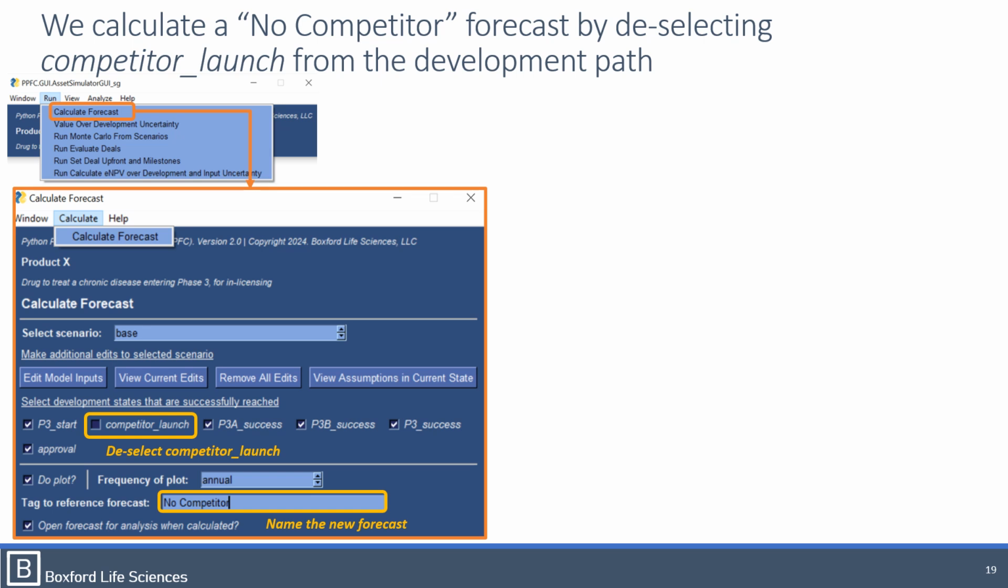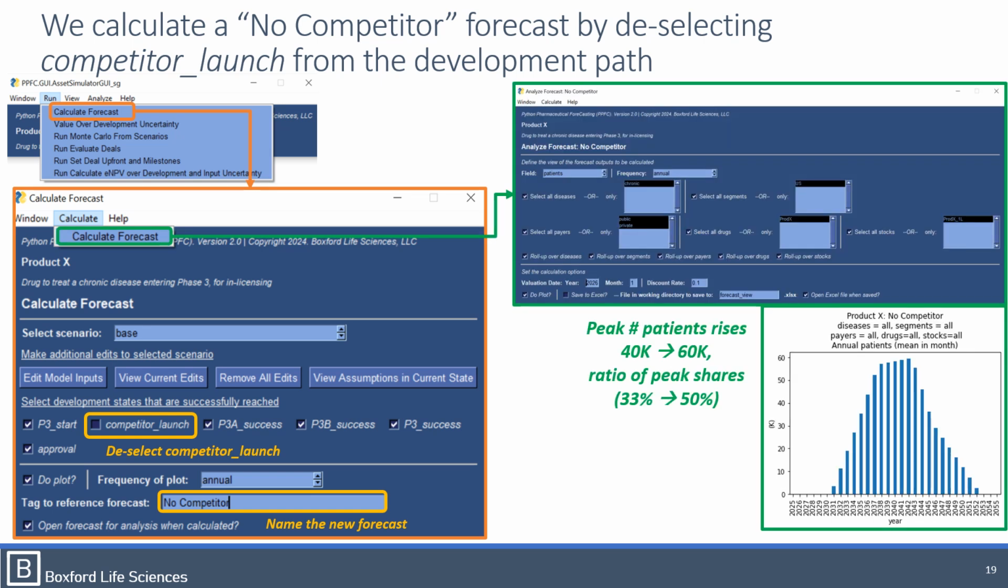We give it the name and then calculate the forecast, and we get the same window that opens up that allows us to go in, view the different results, save views to Excel, do anything we want to do. In this case, we see when we do a patient view that now the peak number of patients on our drug grows from 40,000 to 60,000, which is in line with the ratio of peak shares that occurs when we no longer have a competitor, growing from 33% to 50%.